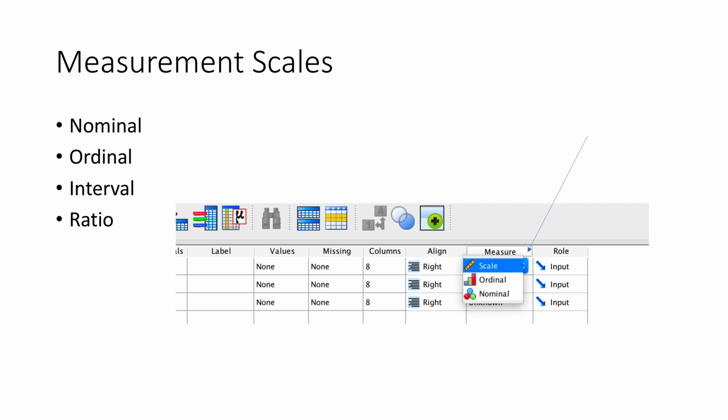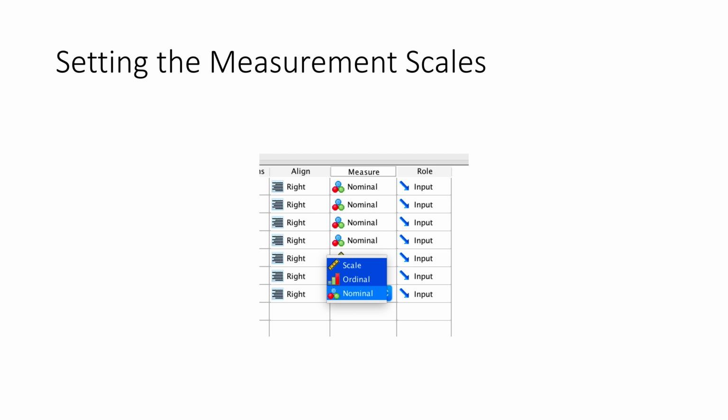All right, so let's see here. I'll show you, like I said, how to set those scales of measurement. If you click on measure, just click on that little gray part of it, it'll let you choose which one you want. If you want it to be a scale, again, that's interval and ratio, or ordinal, or nominal.